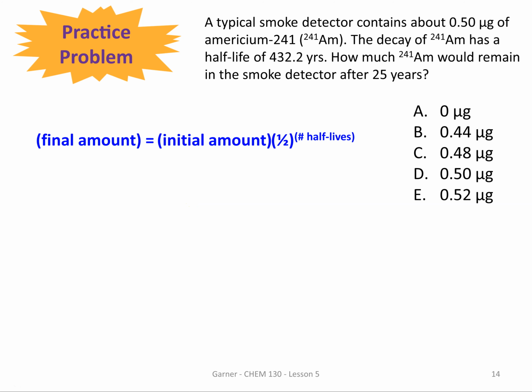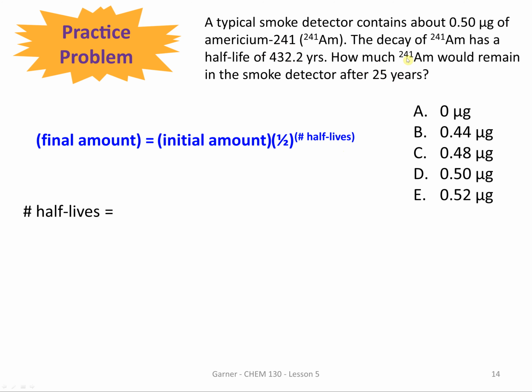All right, let's take a look at this together. So we are trying to find the final amount of americium-241. We're given the initial amount. We're not explicitly told the number of half-lives that have passed. Instead, they give us the half-life time, and they give us the time that has passed. So we need to first figure out how many half-lives have passed.